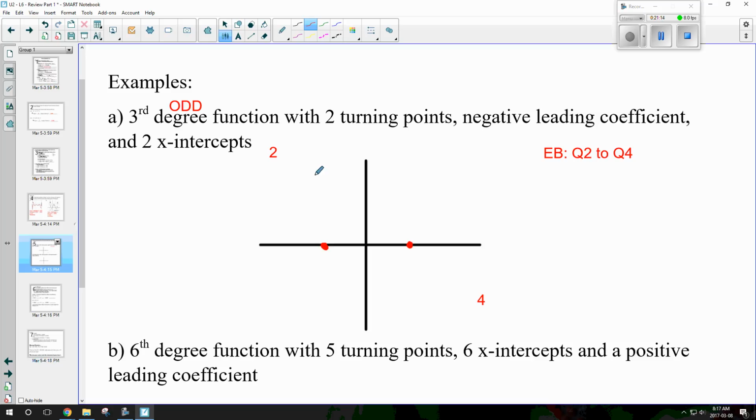So let's take a look here. We're going to go down, back up, but it has to end in this quadrant, and it can't have another x-intercept, so it's got to bounce off the x-axis there and end up in this quadrant here.